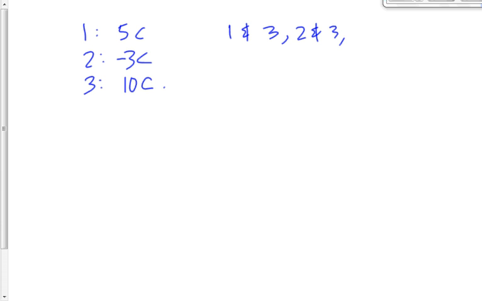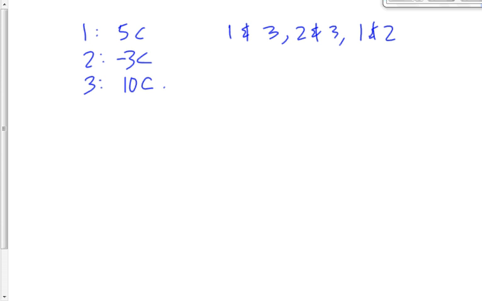Let's say we've got 3 charges here. First charge is 5 coulombs. The second charge is minus 3 coulombs. The third charge is plus 10 coulombs. We're going to touch charge 1 and 3. Then we're going to touch 2 and 3. And then we're going to touch 1 and 2. So we have to figure out what the charge on all of these things becomes by the law of conservation of charge, by charging by contact.